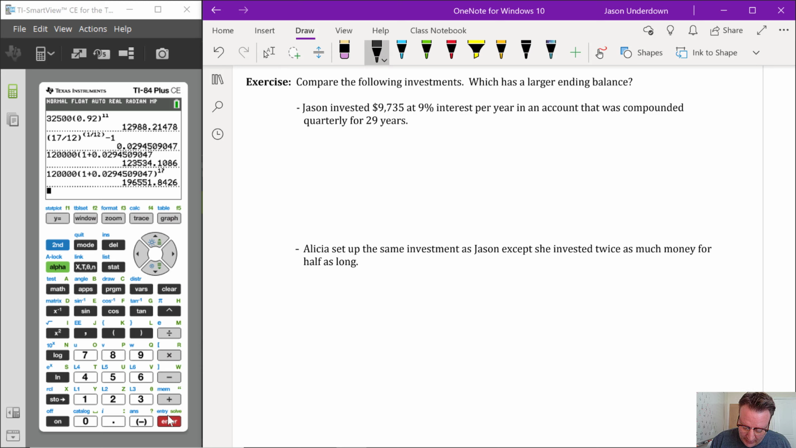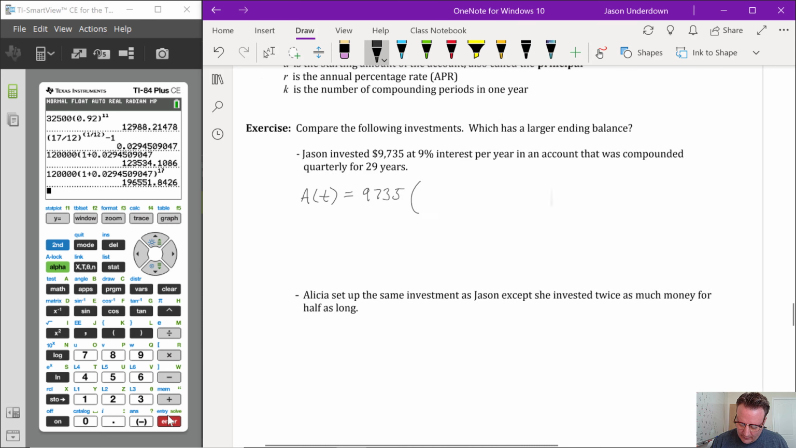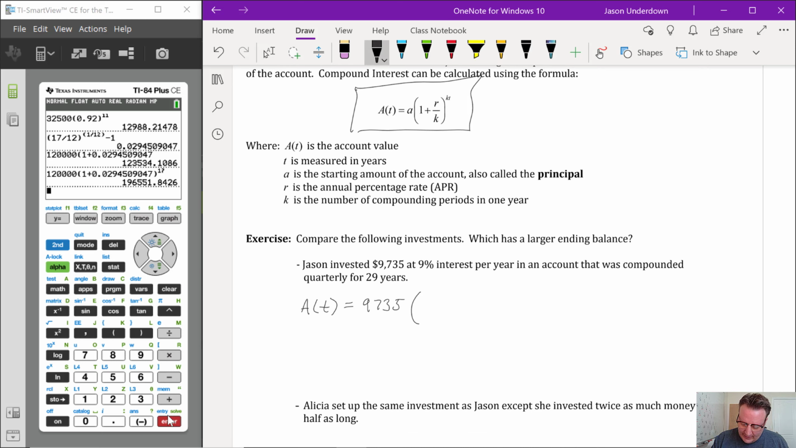So it appears that for Jason's account, we'll do A of t is equal to 9,735 times, okay, now remember the formula here. So this is my A I just put in. And now we want 1 plus my interest rate, which is 9%, so written as a decimal, 0.09, divided by k. Now this was compounded quarterly, so my k is equal to 4. And I want to raise this to the k times t power, so it's going to be 4 times 29, because we're leaving the money in this account for 29 years.